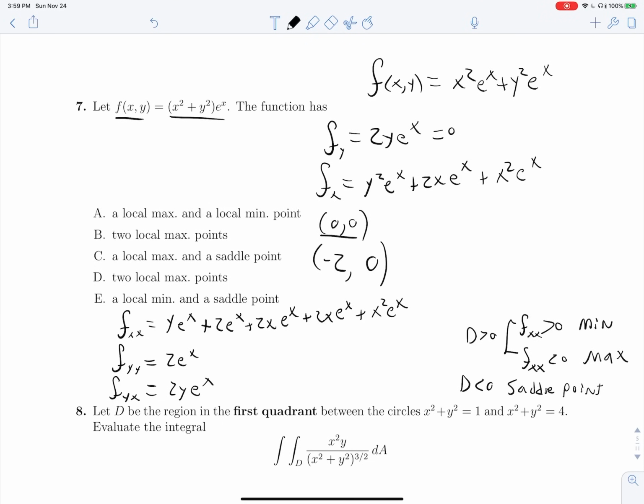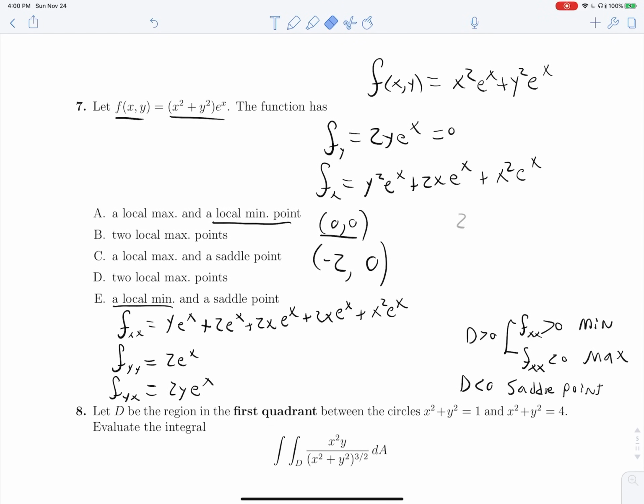So for 0, 0, fxx, well, everything with a y out front or an x out front is going to be 0. So the only thing that's going to be non-zero is this 2e to the x, which is just going to be 2. So our matrix is starting off with 2. And then if we move down here, that's going to be 0. That's going to be 0. So we have zeros in those two places. And then fyy, we're also going to have 2. So our discriminant is positive, and our fxx is greater than 0, so we have a minimum. So let's see, we have a minimum here and a minimum here.